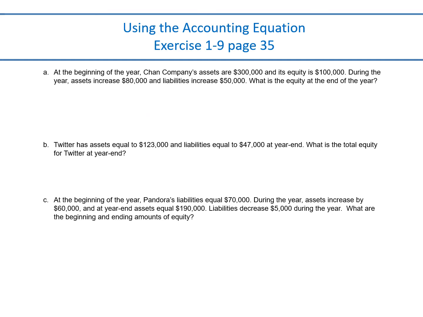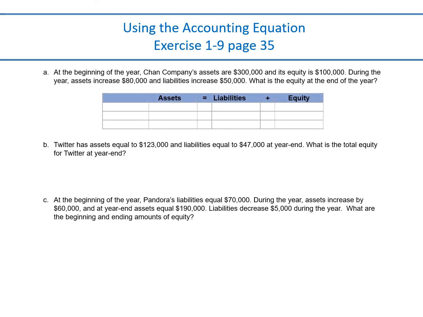Okay, so taking the accounting equation a step further, in A, B, and C, in this problem, they're asking us for a variety of different things. So let's see if we can apply this word problem using the accounting equation to solve for the answer. So in part A, at the beginning of the year, Shan Company's assets are $300,000, equity is $100,000, and then during the year, assets increased by $80,000 and liabilities increased by $50,000. And they're asking us to figure out what the equity is at the end of the year.